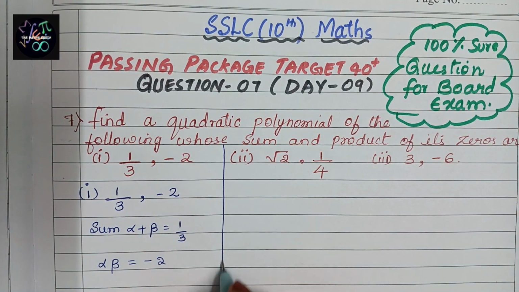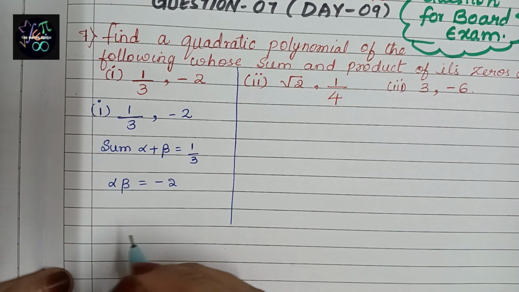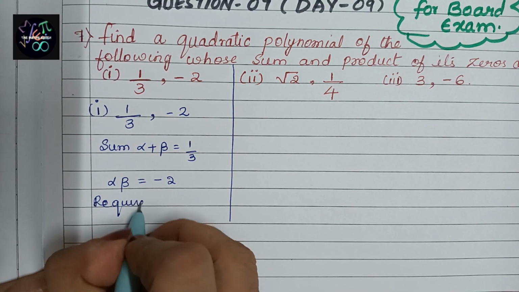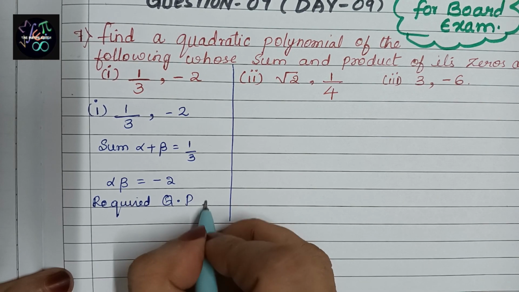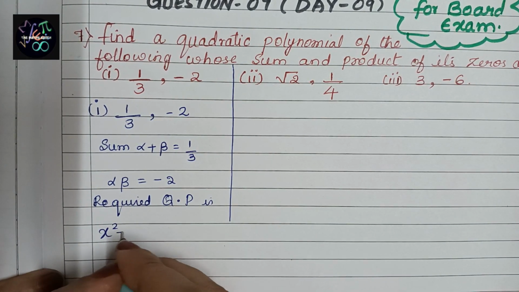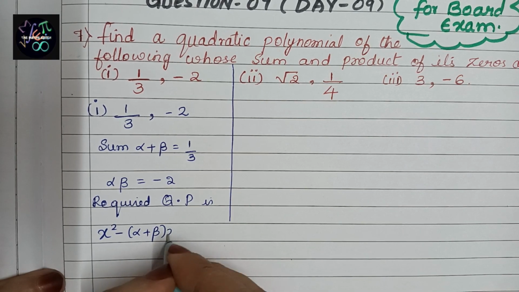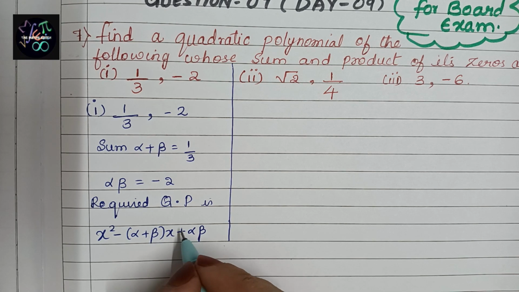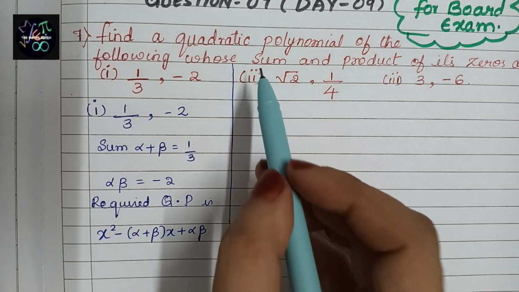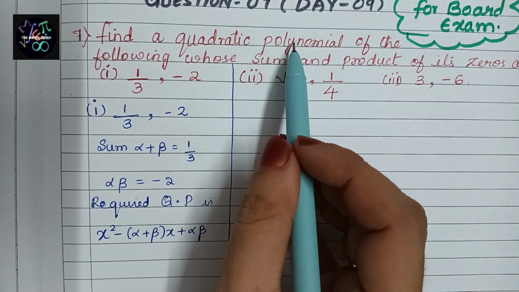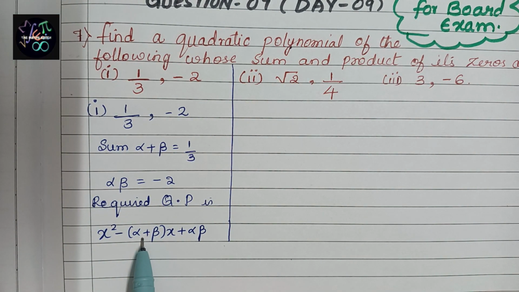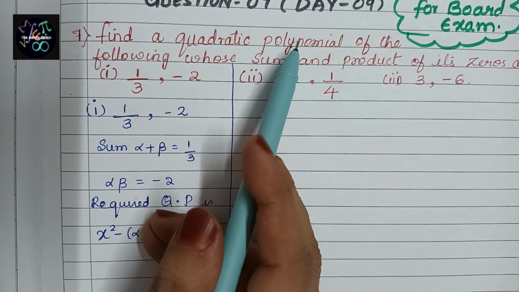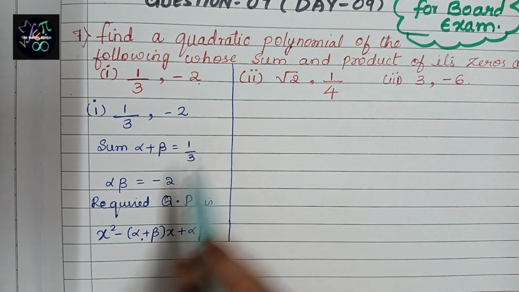To find the required quadratic polynomial, we know the formula: the required quadratic polynomial is x square minus (alpha plus beta) x plus alpha beta. We should remember this standard form. When they have given the sum and product and told us to find the quadratic polynomial, we have this standard formula. Sometimes they ask the question in such a way: frame a quadratic polynomial whose sum and products are given. So this is the standard form.